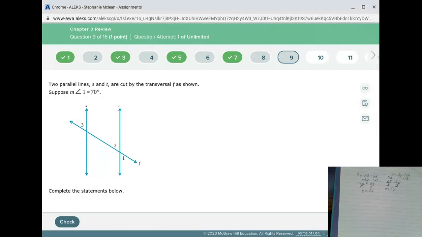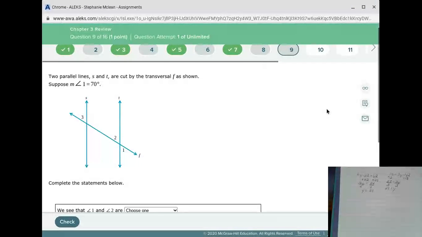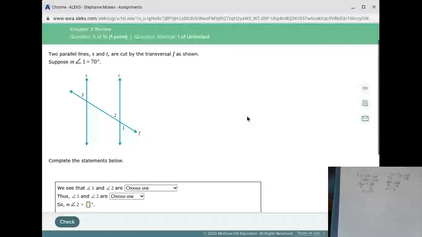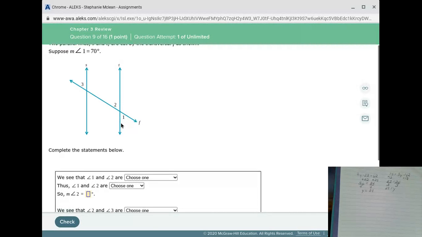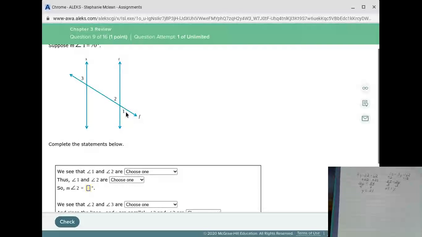All right. So two lines S and T are cut by the transversal F as shown. Okay, so S and T are cut by the transversal F. Suppose the measure of angle 1 is 70 degrees. Okay, so angle 1 is 70 degrees. We see that angle 1 and 2 are vertical angles.